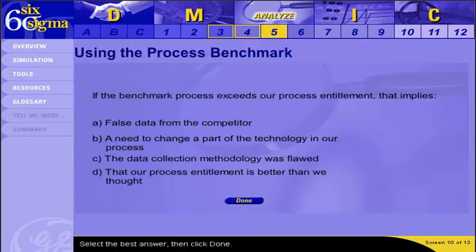We still have the issue of our benchmarking study defining a performance objective that exceeds our process entitlement. What does this mean? Here's a hint. The answer is in the glossary definition of process entitlement. When you have selected your choice, click Done to continue.